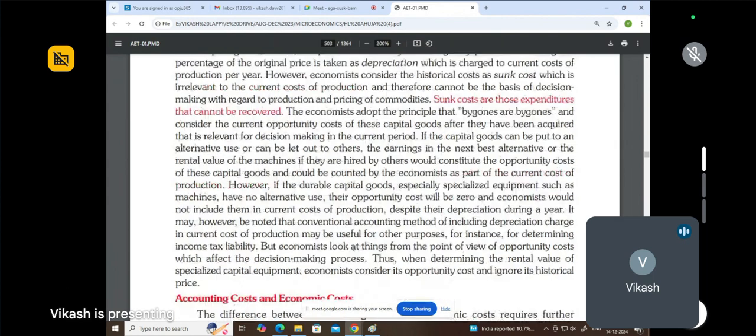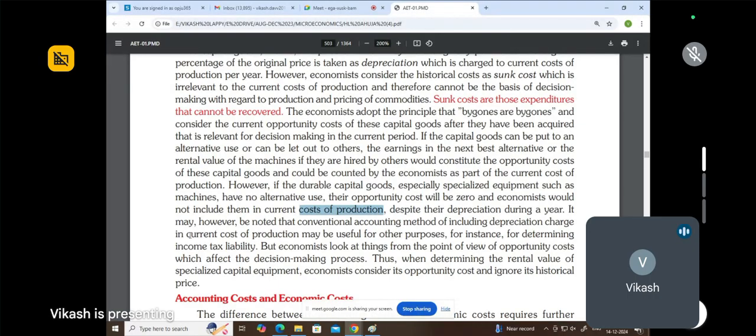However, if the durable goods, especially specialized equipment such as a machine, has no alternative use, if it is not being used at all, their opportunity cost will be zero. An economist would not include them in the current cost of production, despite their depreciation during a year. Depreciation is happening, depreciation is a cost, but let it stay only for tax calculation; do not add this cost to the current cost of production.